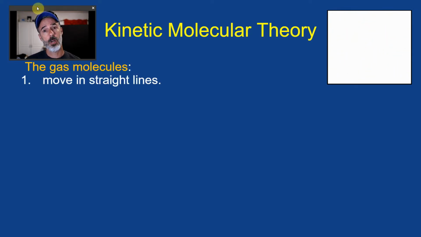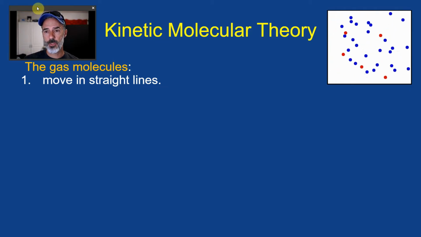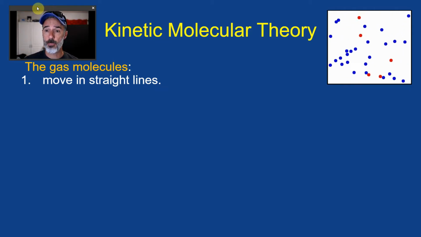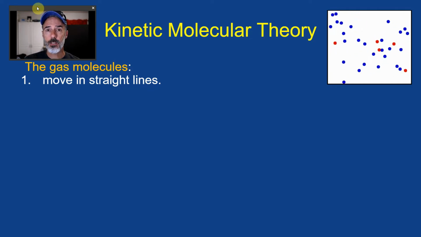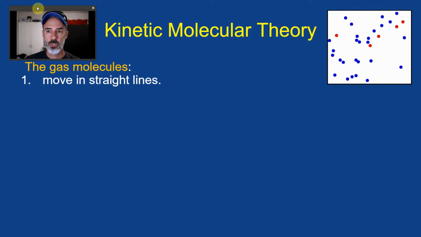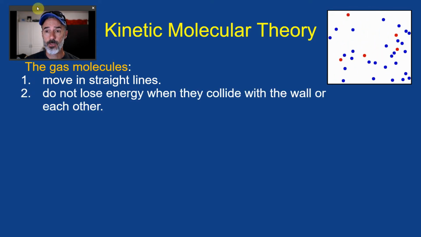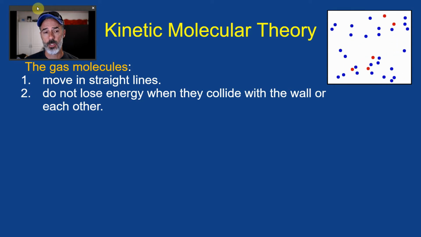We assume that gas molecules move in straight lines. If you look at the particles in this representation, I think they wrap that up pretty well. Between the collisions, they're moving in straight lines. Seems reasonable. Now, if they collide, of course, they change direction. But without a collision, they will keep going in straight lines.